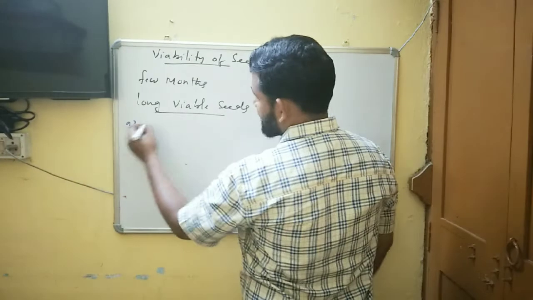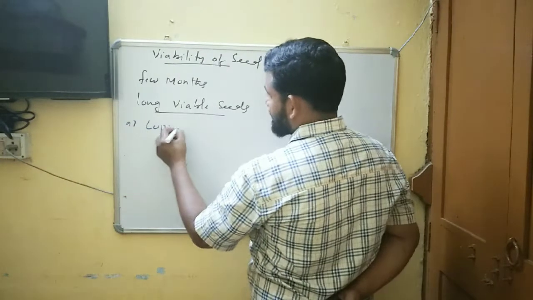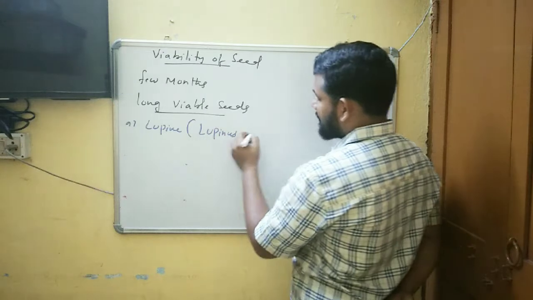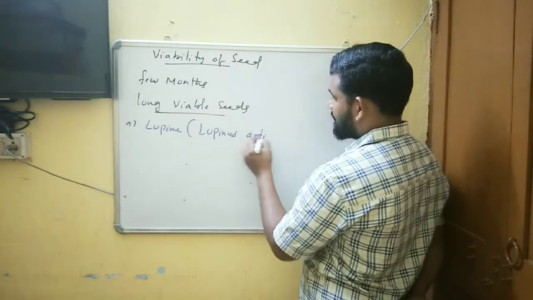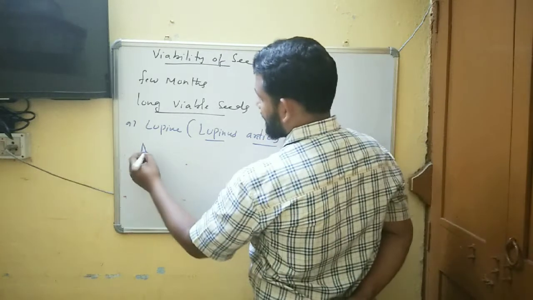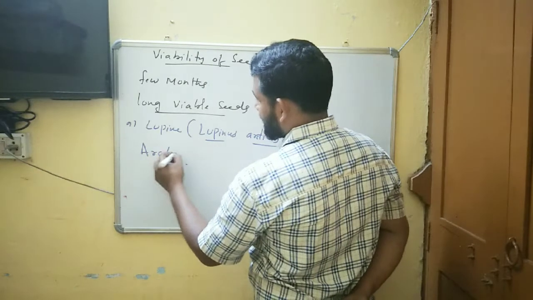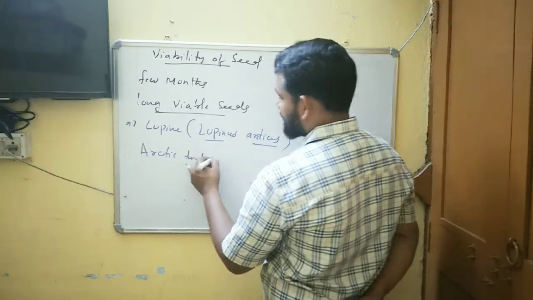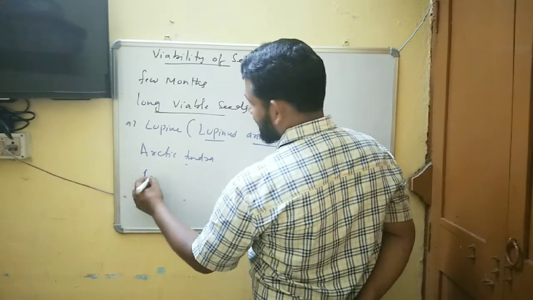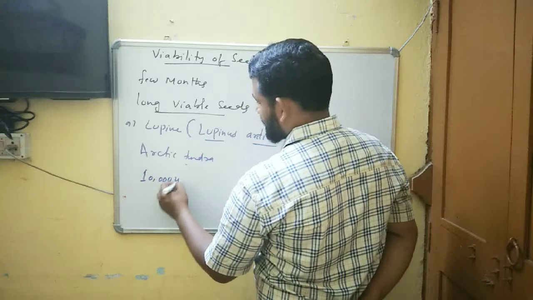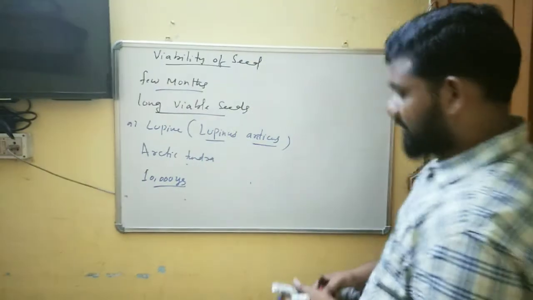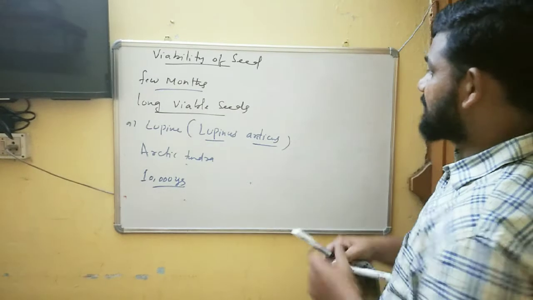There are two examples for long viable seeds. The first one is lupin. The scientific name of lupin is Lupinus arcticus. Usually it is available in the Arctic tundra. During excavation it was found, and the seed of lupin germinates after 10,000 years. Generally it is up to a few months, but the seed of lupin germinates after 10,000 years.